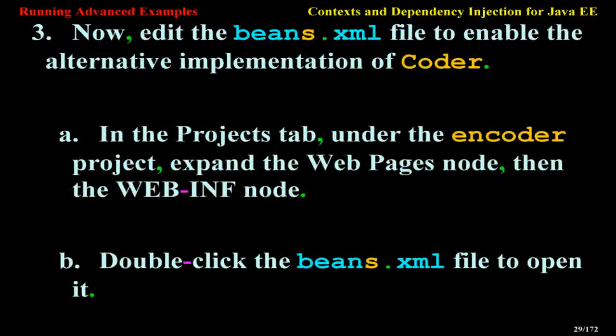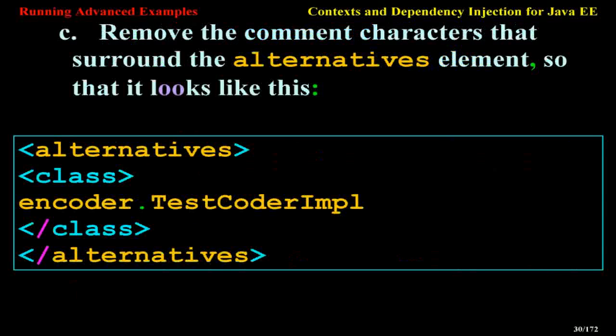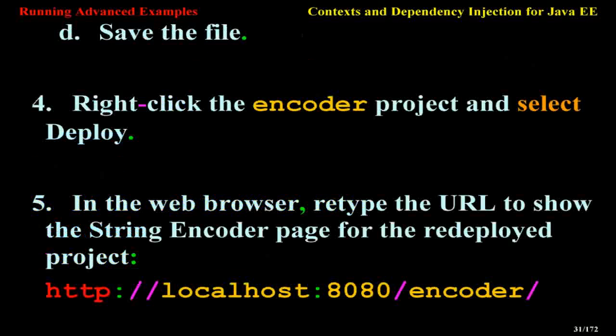Now, edit the beans.xml file to enable the alternative implementation of coder. In the Projects tab, under the encoder project, expand the Web Pages node, then the WEB-INF node. Double-click the beans.xml file to open it. Remove the comment characters that surround the alternatives element, so that it looks like this: alternatives, class, encoder.TestCoderImpl, class, alternatives. Save the file. Right-click the encoder project and select Deploy.